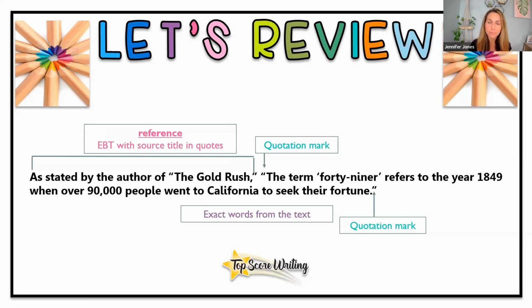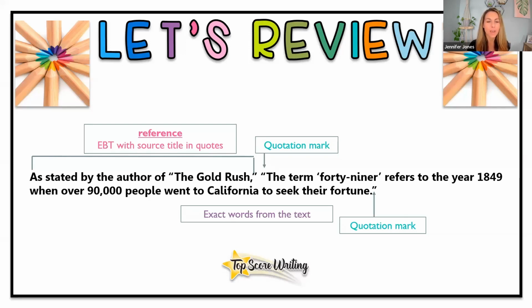So let's take a look at a complete quote with a reference now. The quote says, "The term 49er refers to the year 1849, when over 90,000 people went to California to seek their fortune." Now, that is the exact sentence that we took from our source text. At the beginning of this quote, you will see there is a reference. And this example is referencing with EBT, which, as a quick reminder, stands for evidence-based terminology. Our EBT phrase is "as stated by the author," and then we have included the title of this specific article, The Gold Rush.